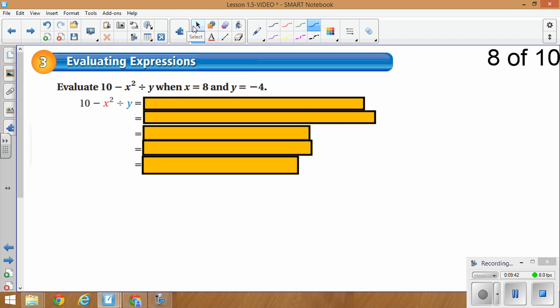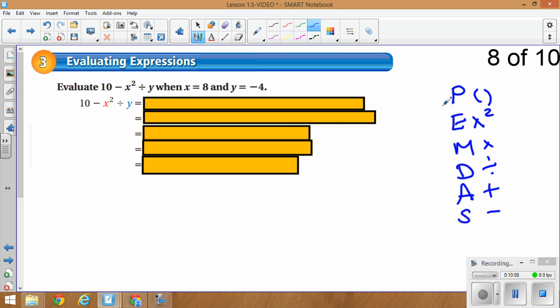Okay, for these next 2 slides, we're going to evaluate expressions. So here we're going to need to know order of operations. Just as a quick reminder, remember, please excuse my dear Aunt Sally. We have parentheses, exponents, multiply, divide, add, and subtract. Multiplying and dividing go left to right, adding and subtracting go left to right.